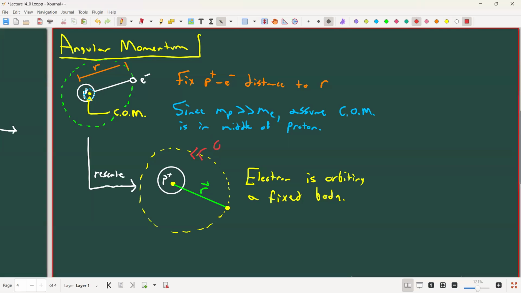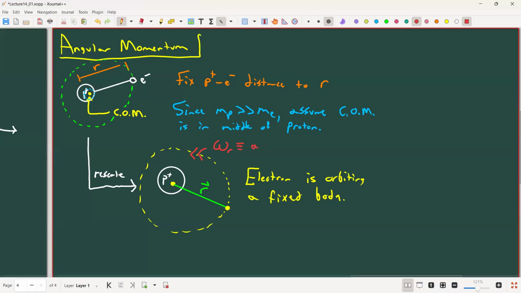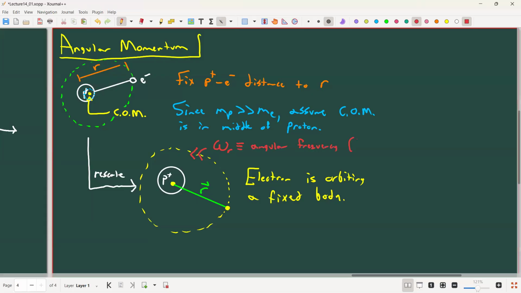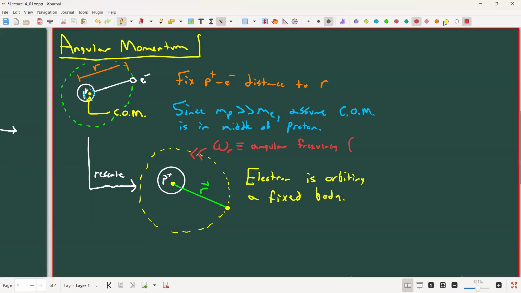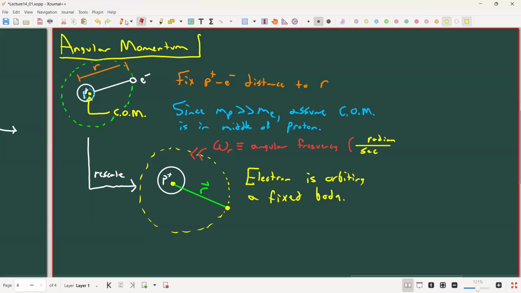So we can define omega r, which is the angular frequency. Actually, sorry, let me replace that. The units of this is how much it takes to span one radian in a second. So it's radians per second. It just tells you in 1 second how many radians you go through.